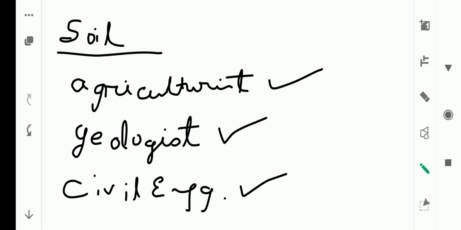Now, from different perspectives we saw that the meaning of soil is different. Okay, let us see what Terzaghi has to say. Terzaghi is a well-known name in the field of geotechnical engineering, a scientist. Let us see what he has to say about soil.